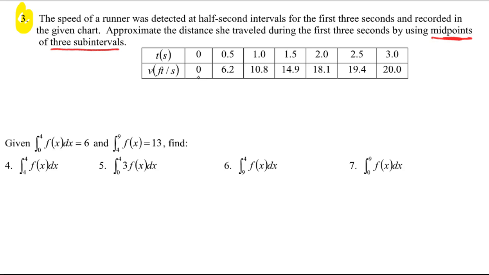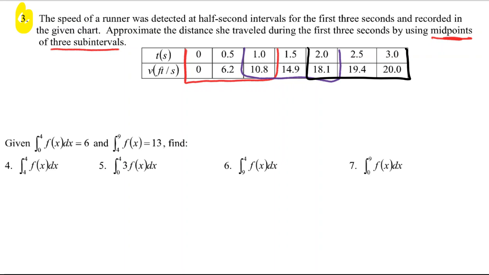Alright, so if I try to break this up into 3 parts, looks like this would be a part. There would be my second interval. And then there would be my third interval. So from 0 to 1 is interval 1, 1 to 2 would be interval 2, and 2 to 3 would be interval 3.